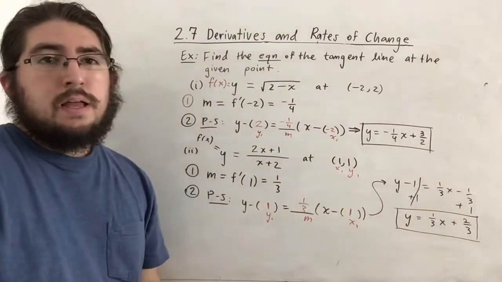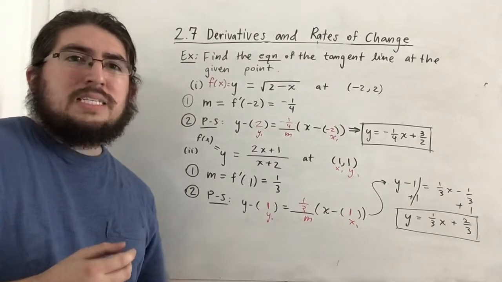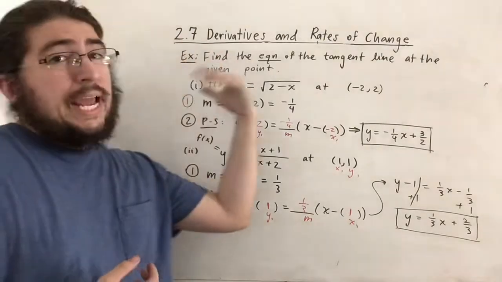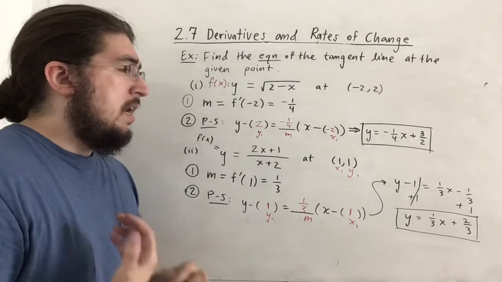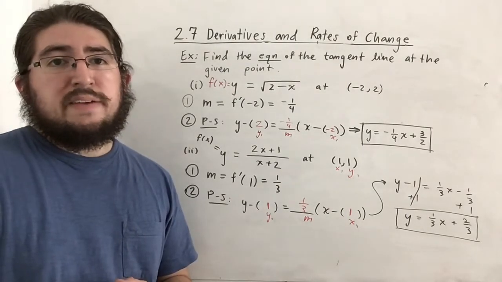And now we're going to move on and discuss a little bit about velocity, just because this section, of course, is called derivatives and rates of change. So we're actually going to find instantaneous rates of change of a particular scenario, and that'll be the end for the video for 2.7.